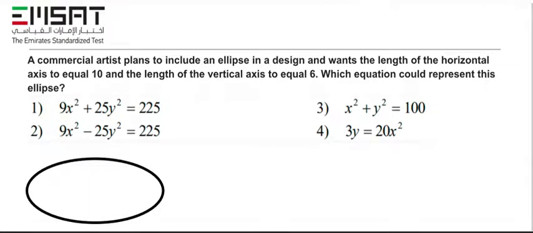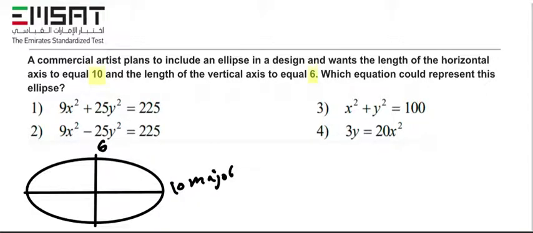Here we have the ellipse. Let's draw the horizontal line and the vertical line. As shown in the question, 6 will be the vertical axis and 10 will be the horizontal axis. So 10 for the horizontal and 6 for the vertical. As we can see, 10 is the longest axis, so it will be the major, and 6 is the shortest, so it will be the minor.